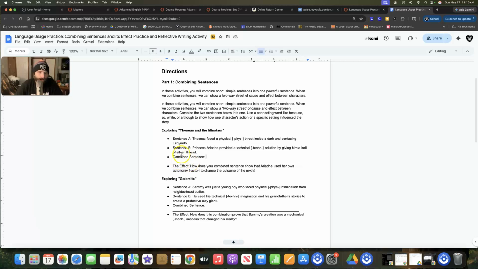Me personally, I would look here at this thing here. Princess Eurydice provided a technical solution by giving him. So we have kind of a problem solution or cause and effect in a way. So to me, I would use the cause and effect complex sentence, and I would start with that subordinating conjunction.